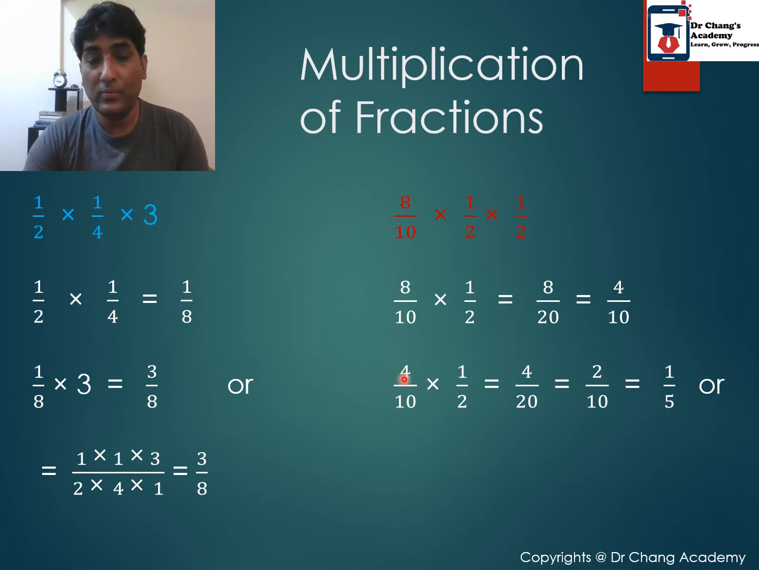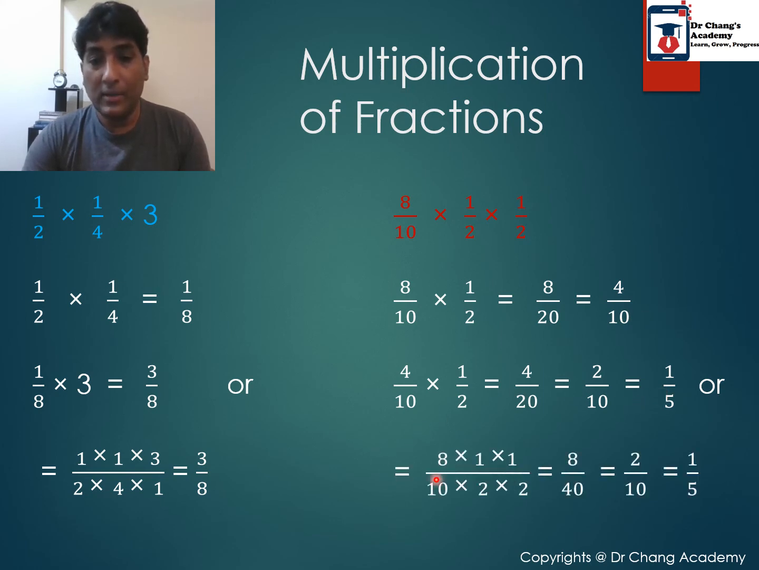This is how we procedurally do it. 1 times 4 is 4, and 2 times 10 is 20. For 4/20, another simplified version is 2 tenths. All right, so half of 4 tenths is 2 tenths, or 1/5. That is the simplified version, and we can do it all together: all numerators multiplied and all denominators multiplied, and we have the same answer.